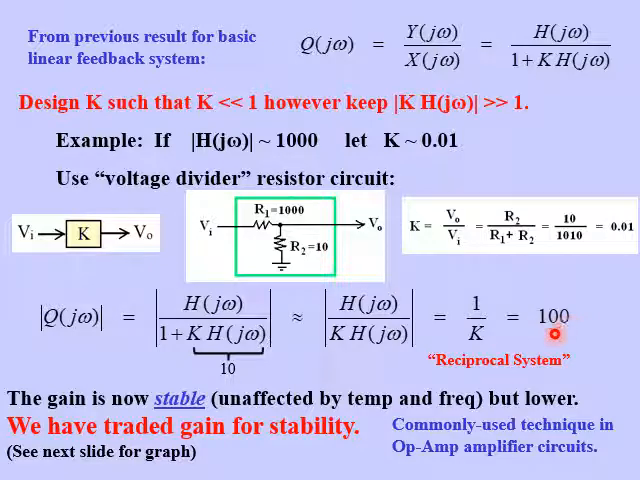However, notice that this gain, at least in this simple theory that I'm showing you here, is stable. It does not depend on frequency or temperature, because K doesn't. K, remember, was built with these passive resistors here. So we have traded gain for stability. This is an example of a trade-off in design, where we can have one or the other. And what we want in this case is a stable amplifier. And so this is a very commonly used technique in op-amp amplifier circuits, which we'll see later in this chapter.